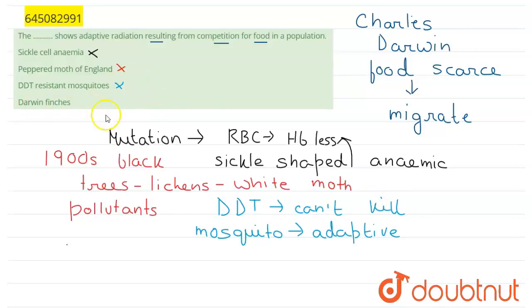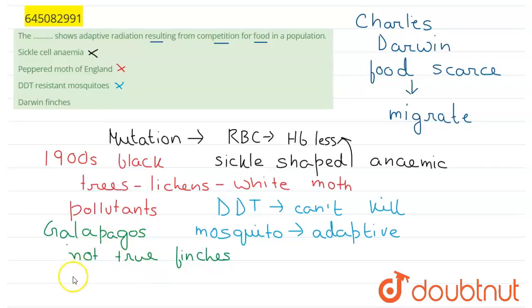The last option is Darwin's finches. Why are they known as Darwin's finches? In the Galapagos Islands, when he was on a ship, he saw these finches, which were not true finches but small black colored birds. But these finches showed characteristics similar to the true finches, the normal finches, and it proved that finches have migrated to different areas because there was competition in food, and thus they have settled in a different geographical location and have shown adaptive radiation.